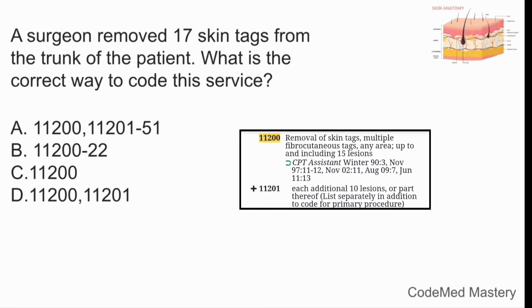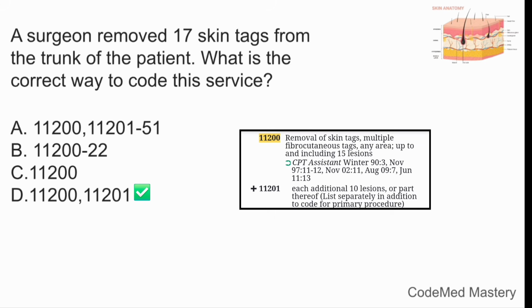So here there are 17 skin tags. The code 11200 is for removal of skin tags up to and including 15 lesions, and 11201 is for each additional 10 lesions or a part thereof. So the right answer will be option D, that is 11200 and 11201. Because the surgeon removed 17 skin tags, 15 is covered by 11200 and 2 additional is covered by 11201. Okay.